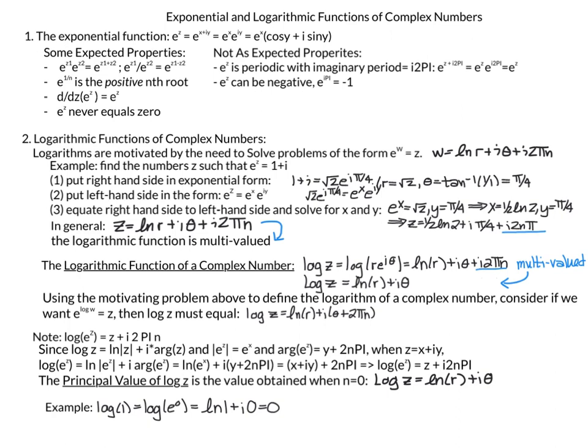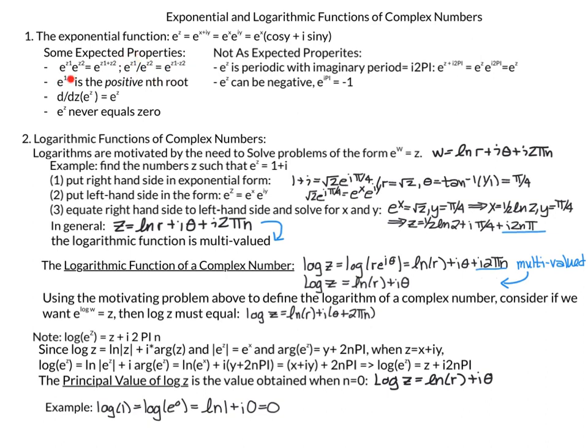To review what we have covered, both about the exponential and logarithmic functions, we started with e to the z, z being a complex number, which is equal to e to the x plus iy, which is equal to e to the x, e to the iy. Using Euler's formula, we can substitute for e to the iy cosine y plus i sine of y. We had some expected properties, such as when we multiply two exponents, we can just add their exponents. Similarly, when we divide two exponents, we can just subtract the denominator from the numerator.